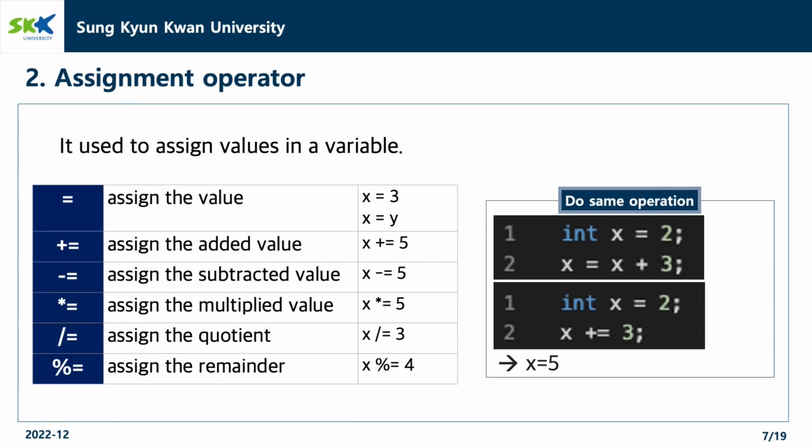The third operator assigns the subtracted value. Fourth operator assigns the multiplied value. Fifth operator assigns the quotient. Sixth operator assigns the remainder.